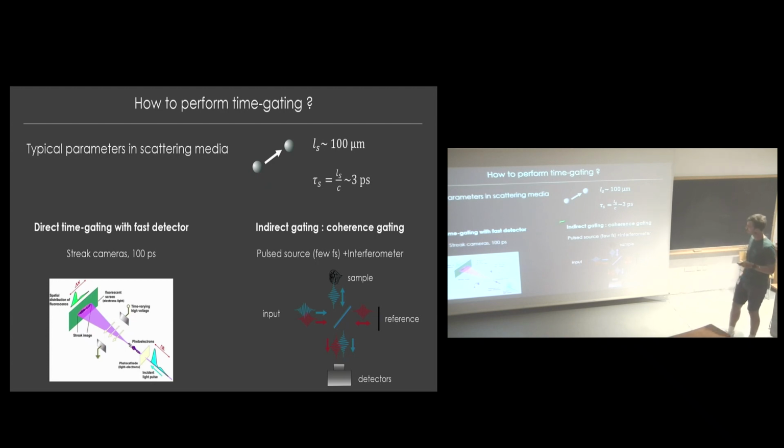So usually what we do is some indirect gating using coherence. Here this is an interferometer, and we have a pulse source that we send to this interferometer. We split the light between a sample and the reference, and then it's reflected, recombined, and we have a detector. Depending on the position of the sample and reference, we will see interference if we have the same path length, or no signal if there is not the same path length. And by moving the reference or the sample, we can measure these echoes.